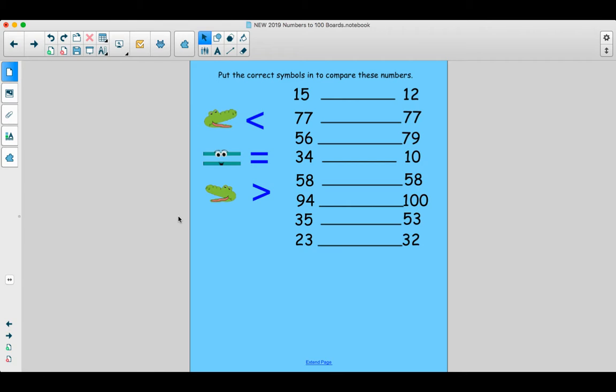15 and 12. Which one's the alligator going to eat? So now we're going to leave the little alligators just to help us, but these are the actual math symbols because believe it or not, in math, we don't actually draw little alligators. They're just there to help us. Yeah, 15. He's going to eat 15. So this says 15 is greater than 12. 77 and 77. 77 is equal to 77. Good job, grade 2s. 56 and 79.